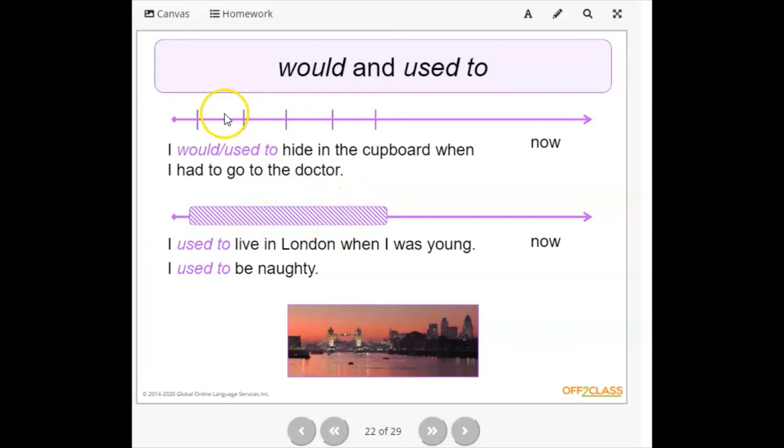it's different, right? With used to, it's a habit, right? It's repeated. But a state is just something that was continuously the case in the past, right? So there we have to use used to. I used to live in London when I was young. I used to be naughty, right?